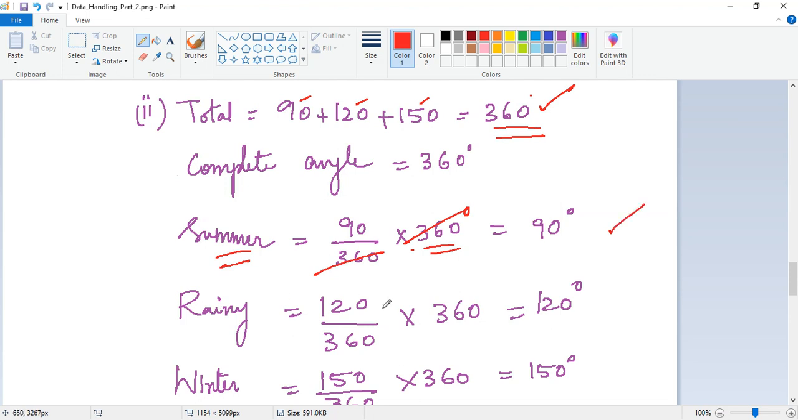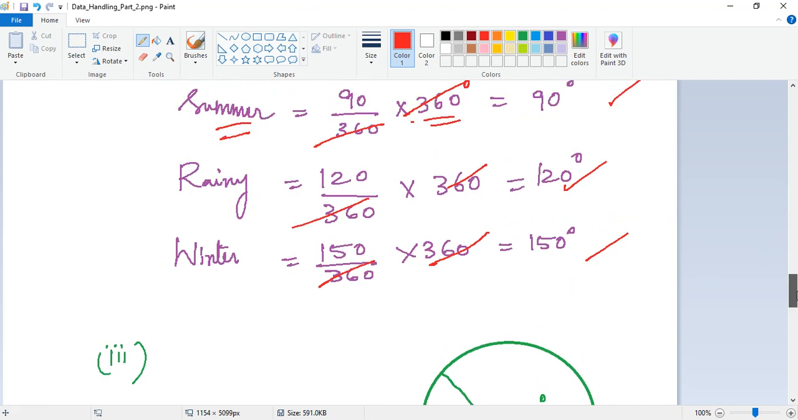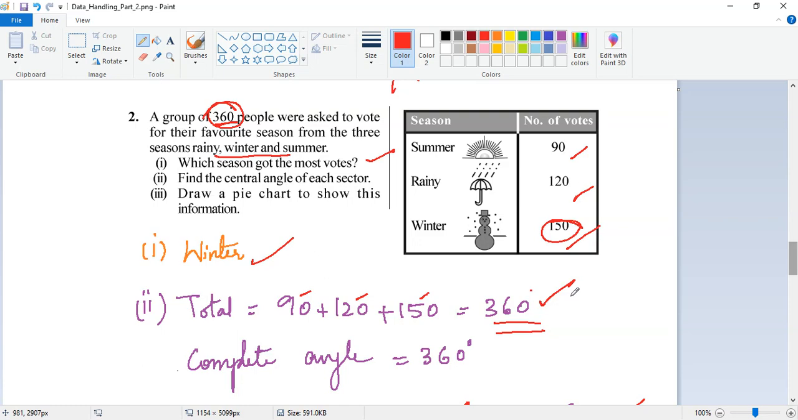For rainy, 120 out of 360 into 360. So this gets cancelled and you get 120 degrees. Here also for winter, 360 gets cancelled and you get 150 degrees. So that is the answer, because we luckily got 360 as the total. Otherwise we would have got a different answer.